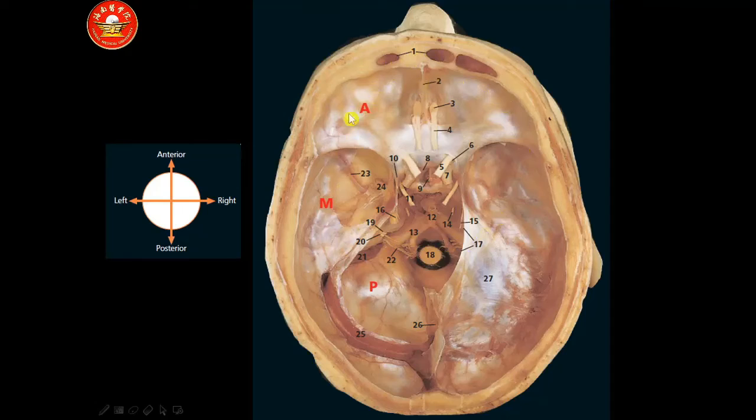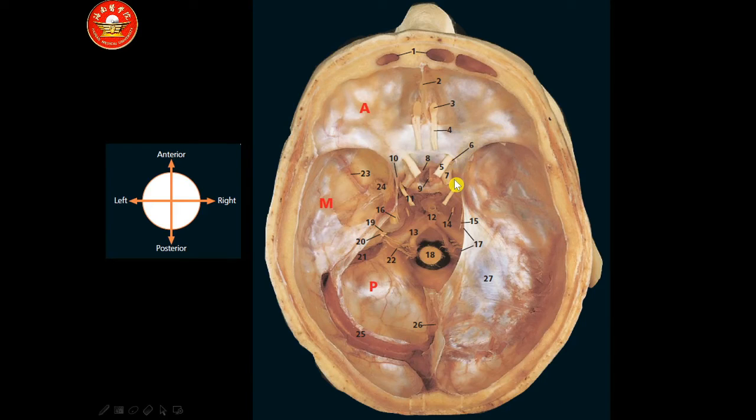From the superior view of the cranial fossa. Number 1, the frontal sinus in the frontal bone. Number 2, the crista galli, with the falx cerebri attached to the crista galli. Number 3, olfactory bulb. Number 4, olfactory tract. Number 5, the optic nerve. Number 6 is the ophthalmic artery.